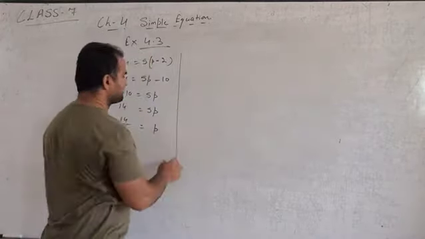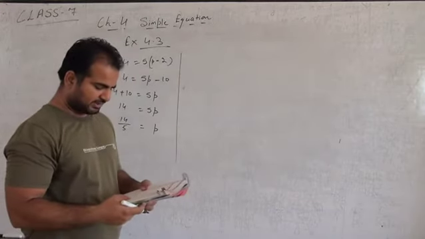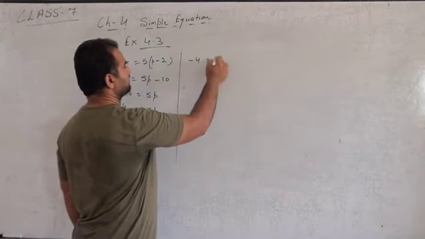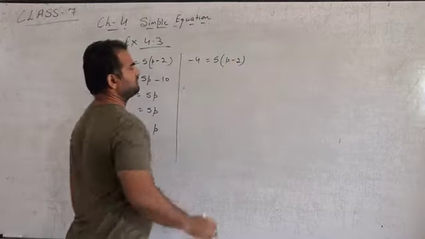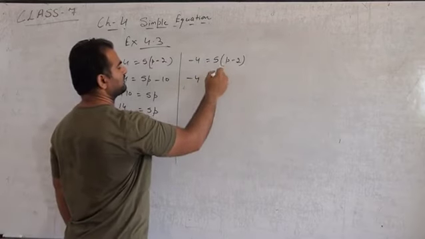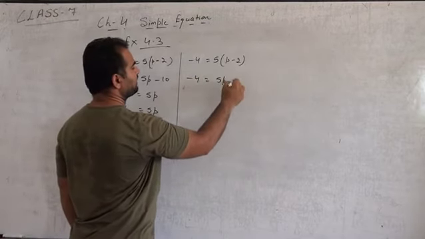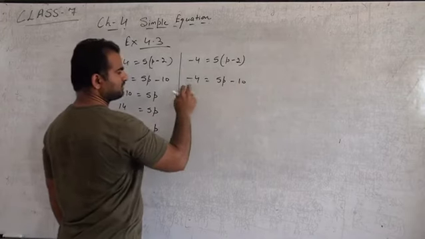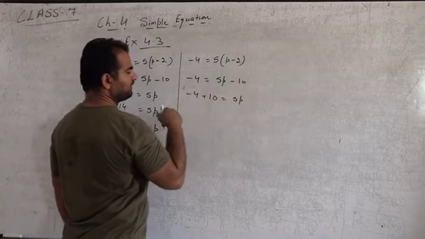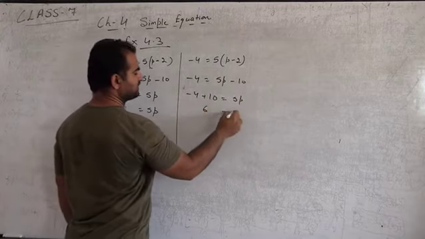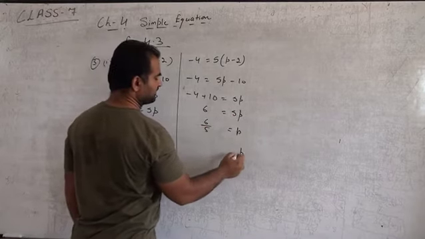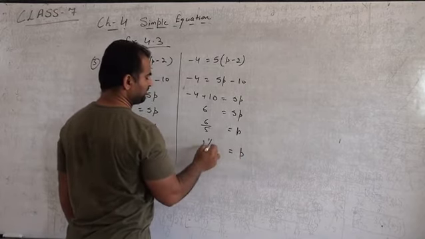Okay, next question is minus 4 equals 5p minus 2. Okay, so what we have to do first, multiply this 5 by p and 5 by 2, it will be 10. Transfer this 10 to this side. So minus 4 plus 10 equals 5p. 10 minus 4 equals 6 equals 5p, and p equals 6 by 5. Or we can say that p is equal to 1 by 5.